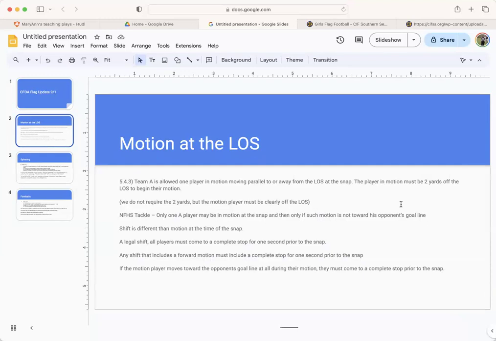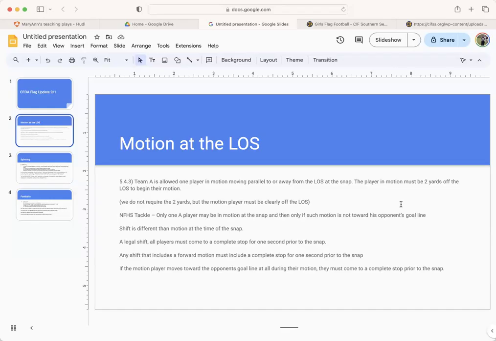We know, and we've talked about before, that 2 yards off the line of scrimmage is meant to ensure that they are not having their motion on the line of scrimmage. We're not requiring them to be a full 2 yards off, but they must be clearly off the line of scrimmage. We've had some issue with motion moving forward. From the NFHS tackle rulebook: only one A player may be in motion at the snap, and then only if such motion is not towards the opponent's goal line. Essentially the same rule.